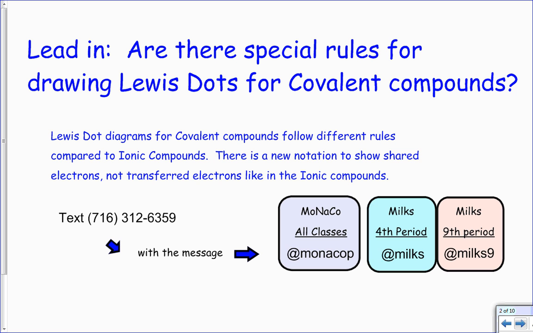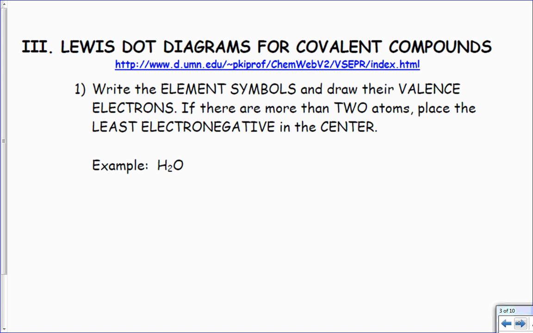So no brackets, no charges. We have to share electrons. That's the biggest thing that this is going to show us, how we share them. So it says we need to write the element symbols and draw their valence electrons just like we did before. And then we're going to place the most electronegative atom in the center. So oxygen a lot of time is the central atom. Carbon is almost always the central atom. Okay, carbon, central, both start with C. So I'm going to start here.